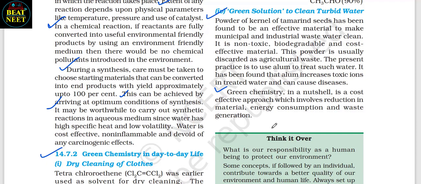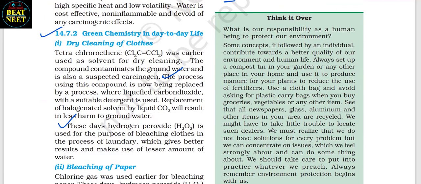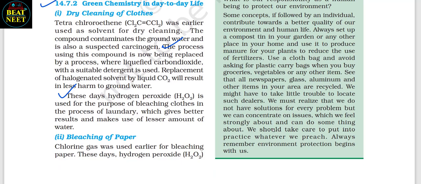Green chemistry in a nutshell is a cost-effective approach which involves reduction in material, energy consumption, and waste generation. Think it over. What is our responsibility as a human being to protect our environment? Some concepts, if followed by an individual, contribute towards a better quality of our environment and human life.